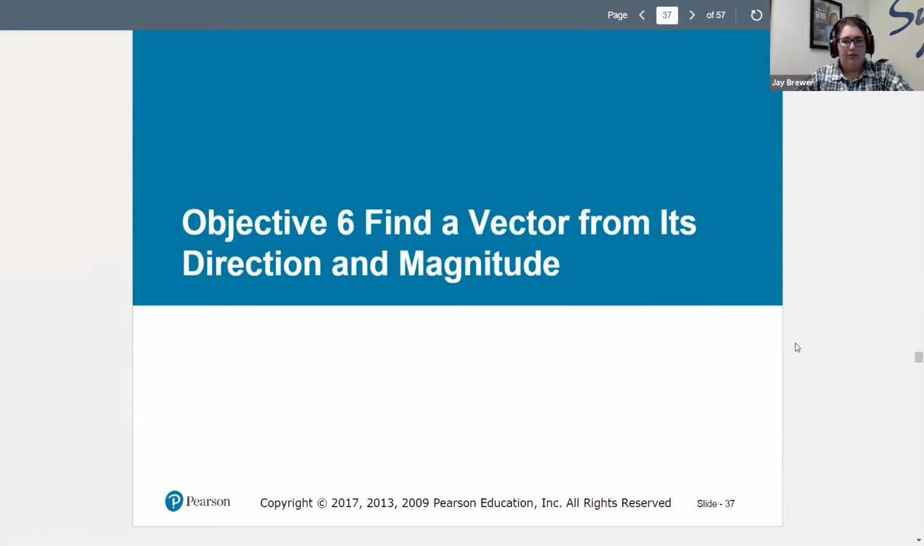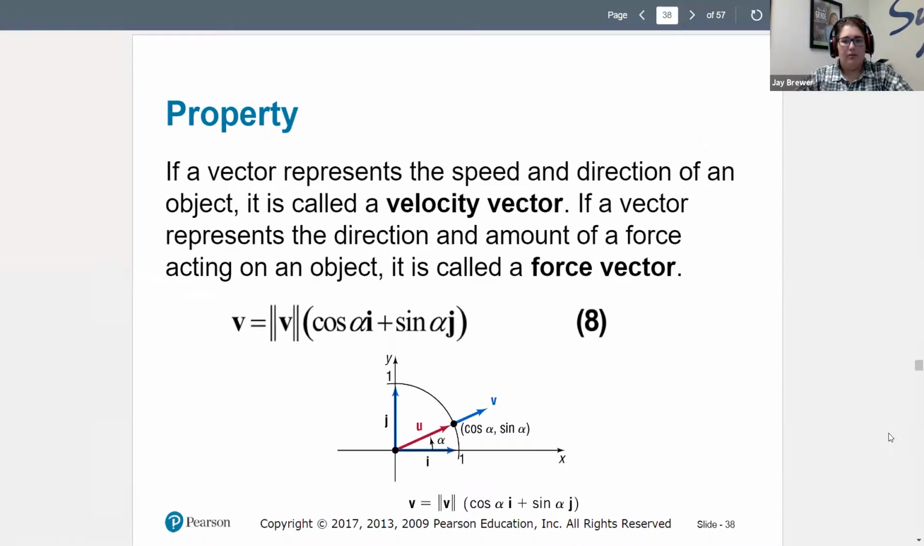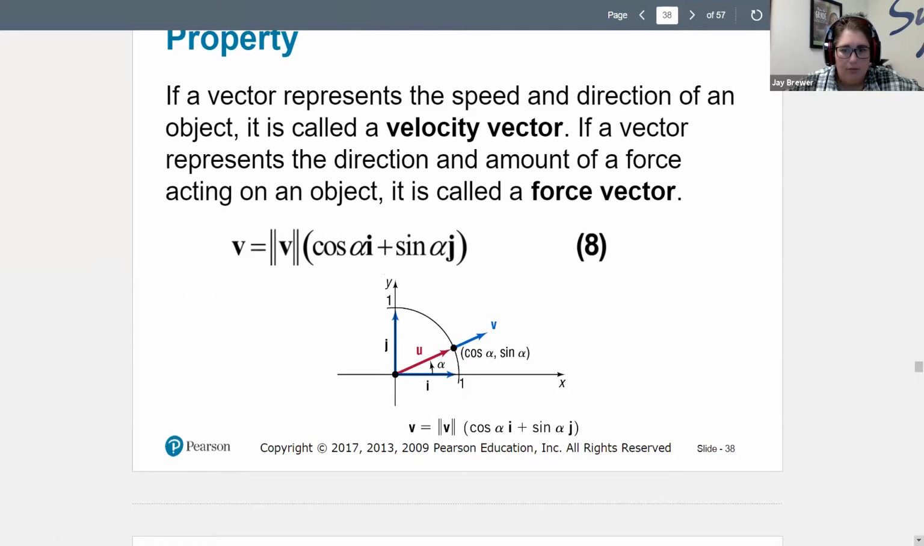All right. Finding a vector from its direction and magnitude. Here's our property. If a vector represents the speed and direction of an object, it is called a velocity vector. If a vector represents the direction and amount of a force acting on an object, it is called a force vector. So this is why these are important. We're not just dealing with it in trig, you're going to end up dealing with it in physics as well.